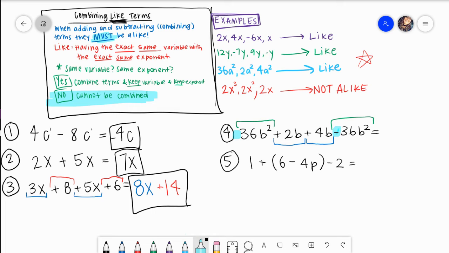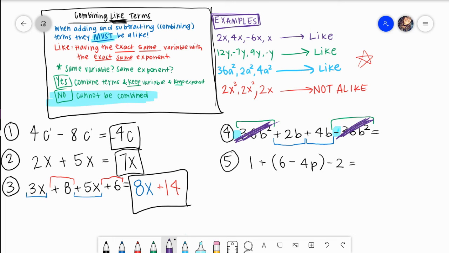What did we learn about additive inverses? Additive inverses said if you have the same number and a different sign, they cancel, right? It goes to zero. And the reason why I can do that on these two terms is because they have the same variable and the same exponent. So literally, y'all, those went away.